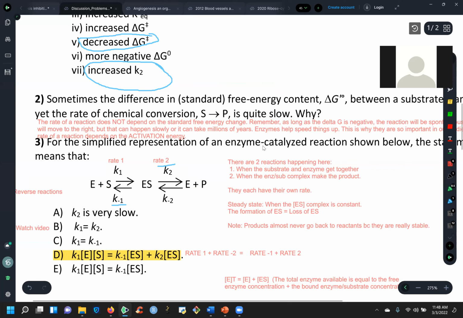So the reason is because the rate of a reaction, and this is something you have to memorize, I would say, the rate of a reaction does not depend on how negative your delta G is. The rate of a reaction does not depend on how negative your delta G is. So we talked about it earlier, the rate of your reaction depends on the activation energy.